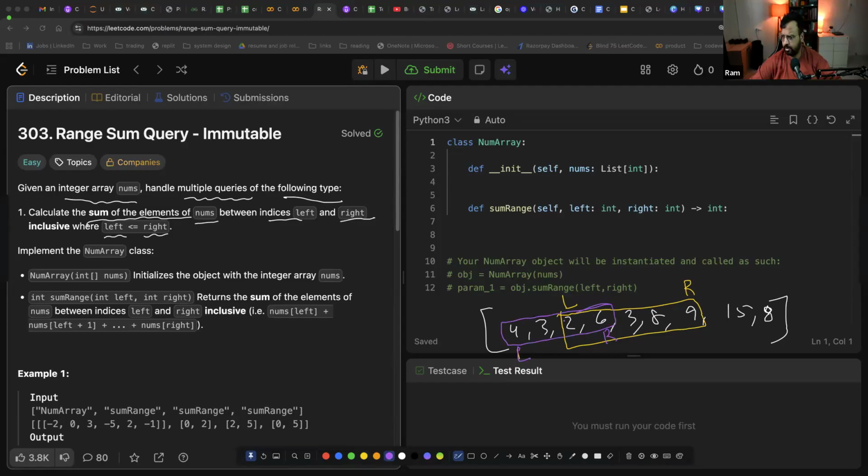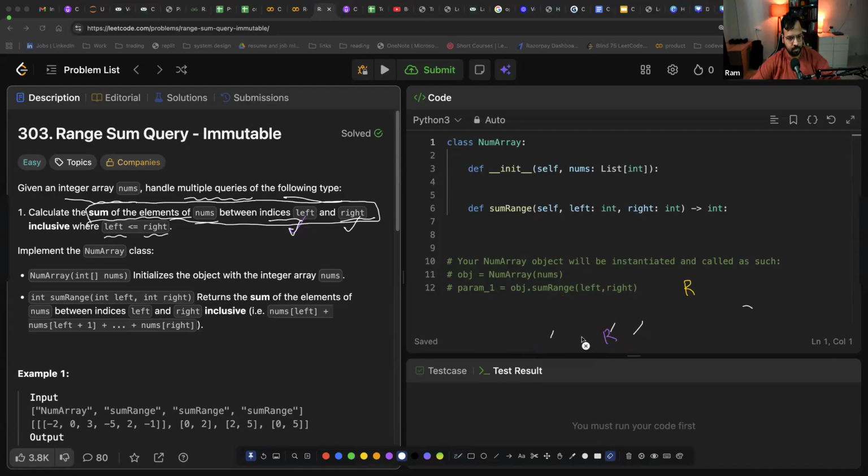Very simple. We will be given an array. They will give us one left pointer and one right pointer, and we need to calculate the sum of elements of nums between those indices. Problem is straightforward, guys. All of you are able to understand the problem? Okay. Now, a little bit of description is there.